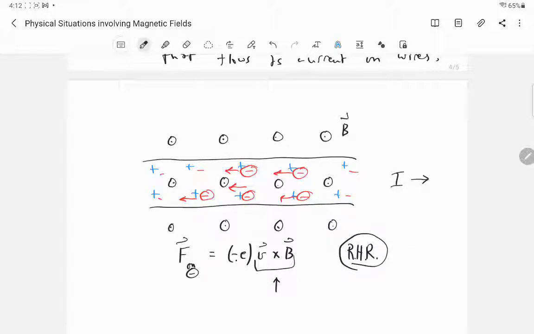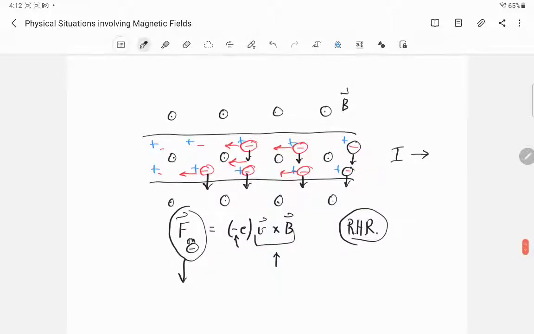But because of this minus sign right here, the opposite of up is down. So the force on the negative charges is actually downwards. So each of these little negative charges, as it flows towards the left, it's tugged down, right? All the little electrons, as they flow to the left, are tugged downwards.